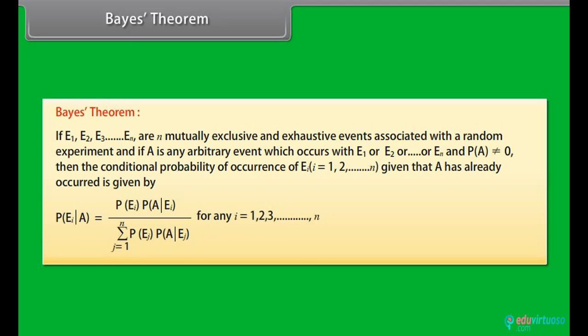conditional probability of Ei when A is given is equal to probability of event Ei into conditional probability of A when Ei is given, divided by summation from j equal to 1 to n of probability of event Ej into conditional probability of A when Ej is given, for any i equal to 1, 2, 3 up to n.